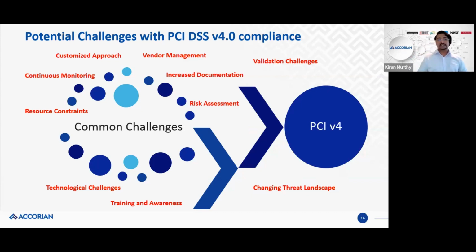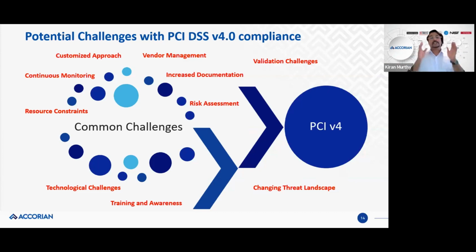Customized approach, yes. While the new version provides flexibility through its customized approach, as I told you earlier, it's a double-edged sword. Determining the most appropriate control, especially if they deviate from the standard requirements, can be complex. I remember the Spider-Man movie quote, which is suitable for the customized approach: with great power comes great responsibility.